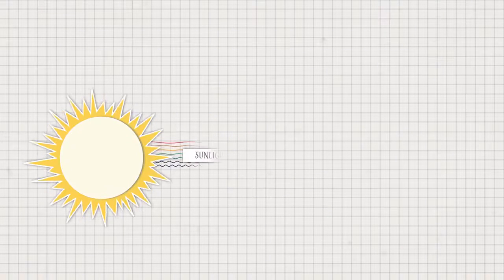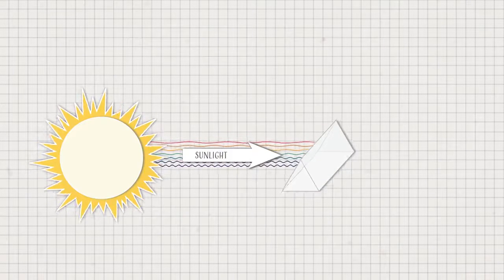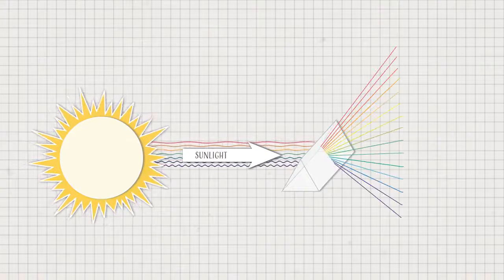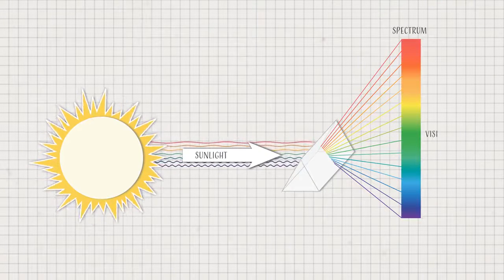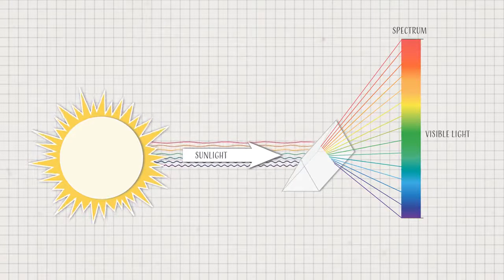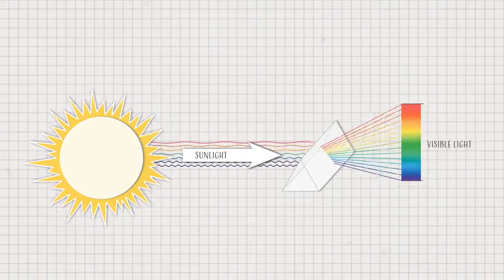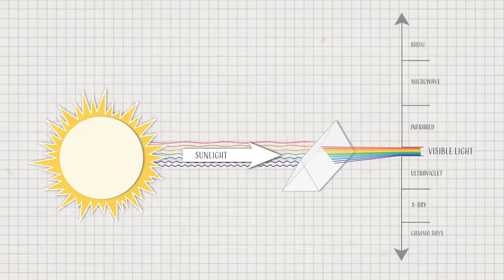Stars emit light at many wavelengths. Like a prism makes a rainbow, we can separate light into its separate wavelengths. This is called a spectrum. Visible light appears to our eyes as the colors of the rainbow, but beyond visible light, there are many wavelengths we cannot see.